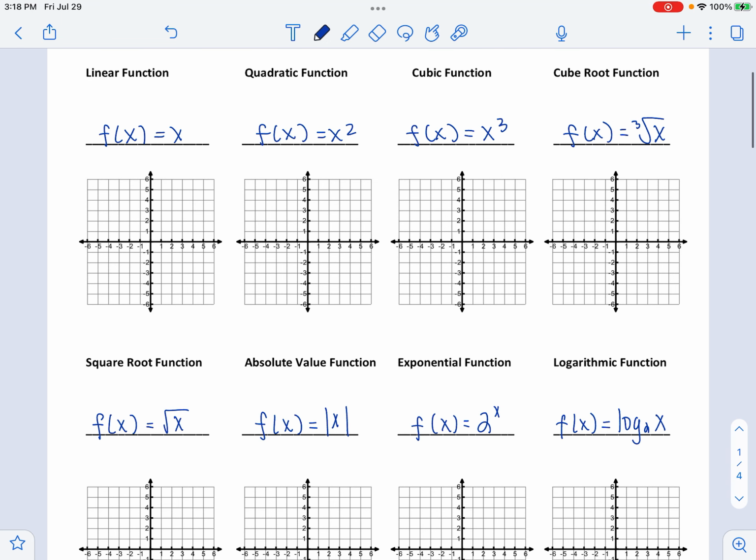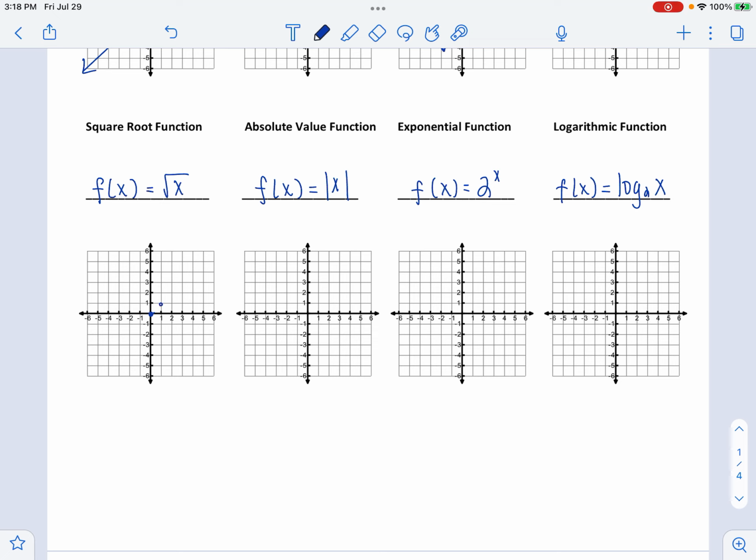All right, so we're going to graph quickly what each of these look like here. So we have a linear function. These are my critical values, and then I'm going to graph the line. Critical values for quadratic, and then I'm going to graph the parabola. Cubic, these are my critical values, and then I'm going to graph my cubic function. Cube root, same critical values, but this is like this. It's a root.